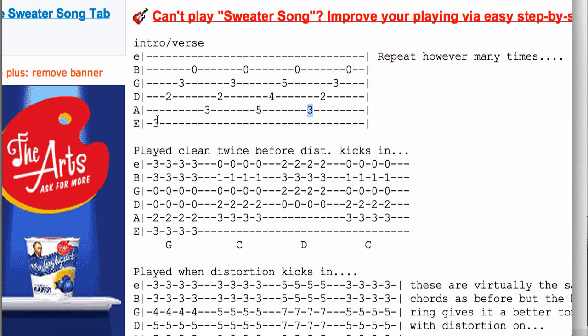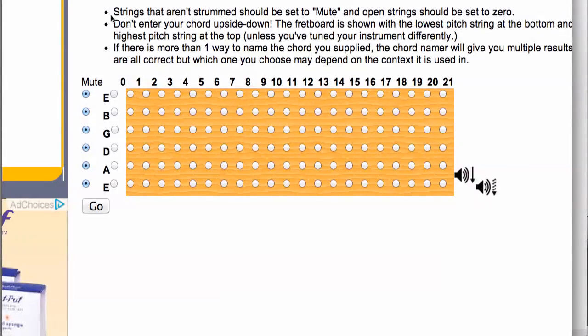So 3, and then we're going to have nothing, 2, 3, 0, nothing. So 3, 2, 3, 0, nothing. So then you come back over here, and this is the bottom E string, so we need 3. Then we needed nothing. So you gotta make sure it's on mute.